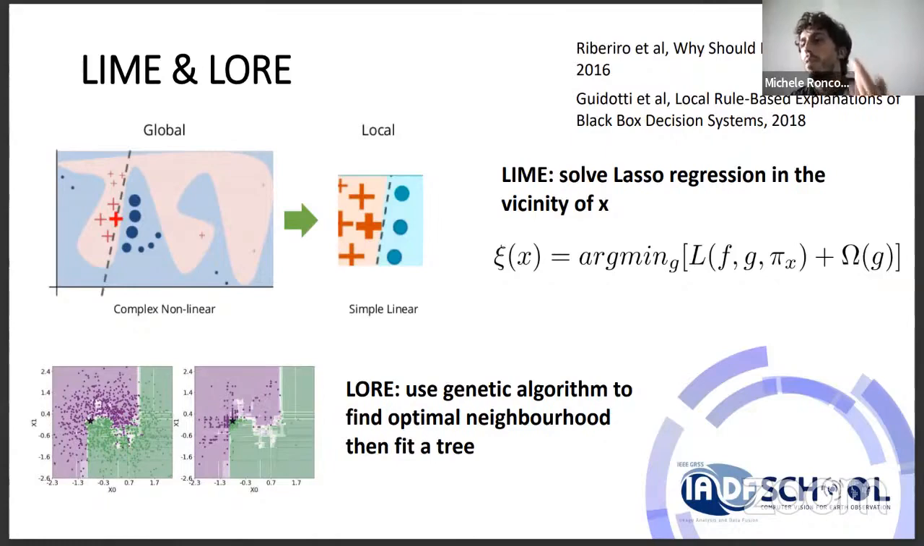And so one thing is to fit the tree on the random sampling, and another thing is to fit it directly on the points sampled in the way they specify. And so it gives a much better approximation. But the idea in general is very similar. So it's to find an approximation with an interpretable model, but locally.